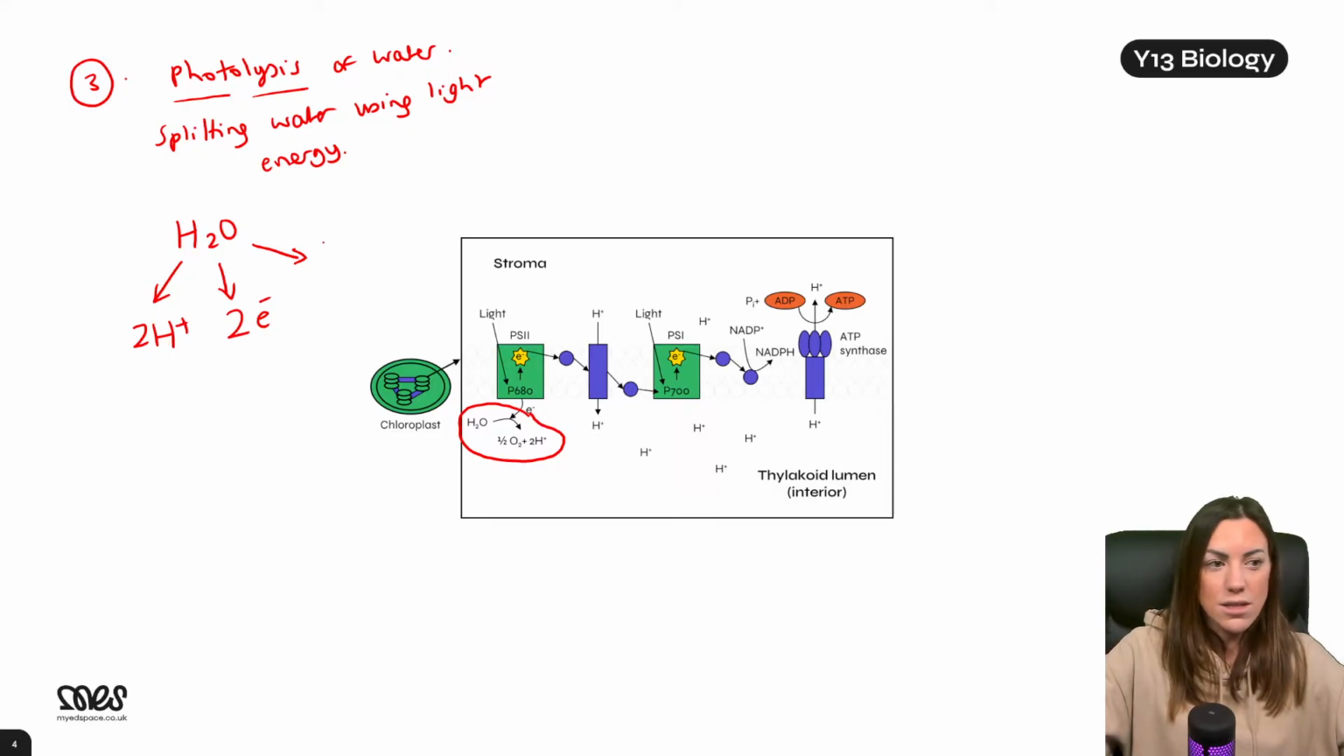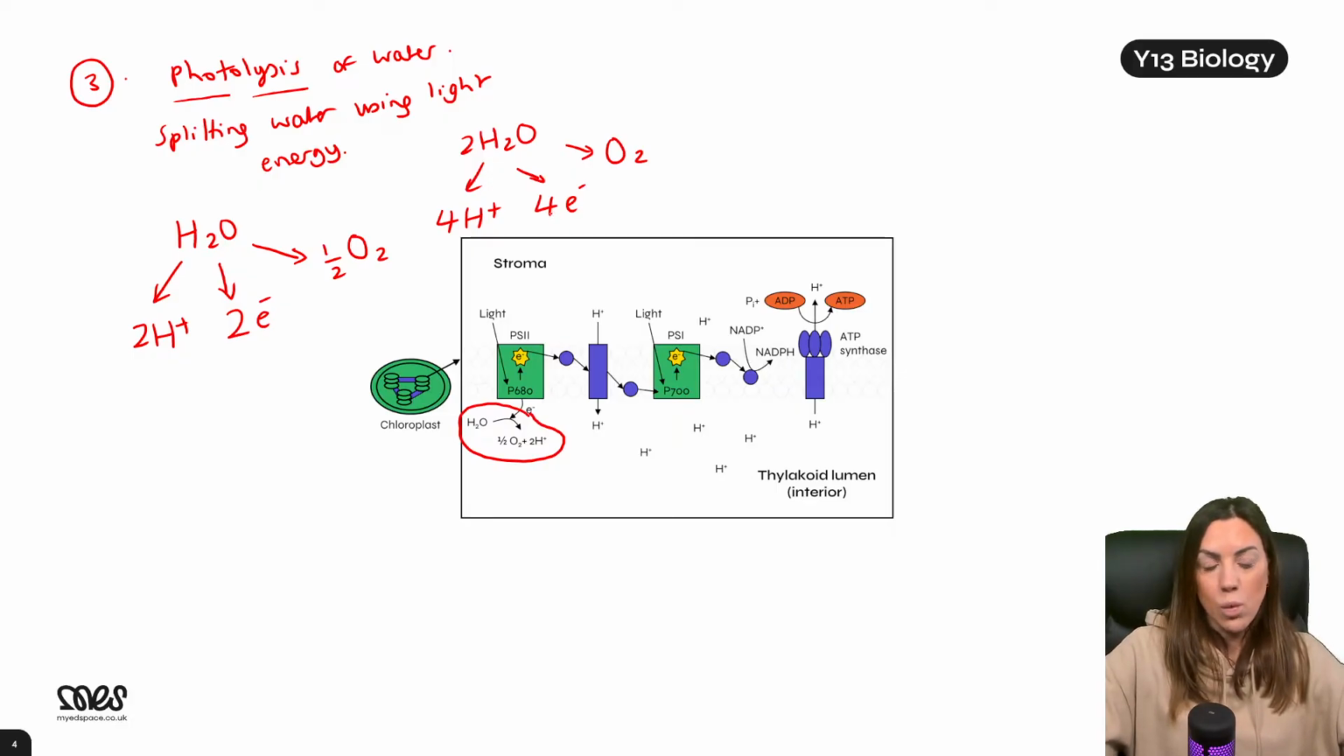We're also going to get oxygen. I'm going to write that as half an O2 because we always have oxygen molecules, O2, but obviously I've only got 1 of them. Another way of doing it, if you had 2 molecules of water being split, just want to make sure it's balanced correctly when it gets split, you'd split that into 4 protons, 4 electrons, and an oxygen molecule, O2, okay? So that's photolysis of water, splitting water using light energy into protons, electrons, and oxygen.